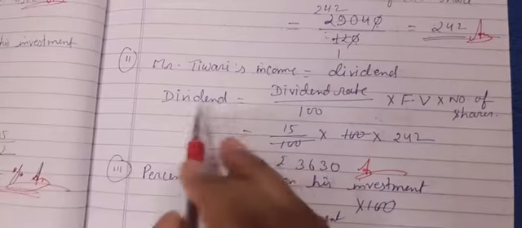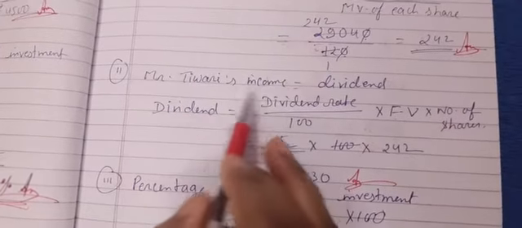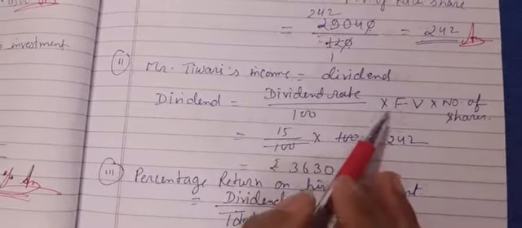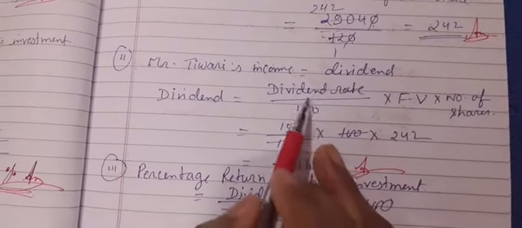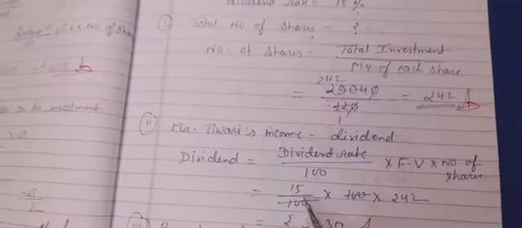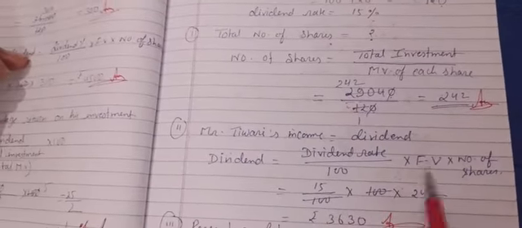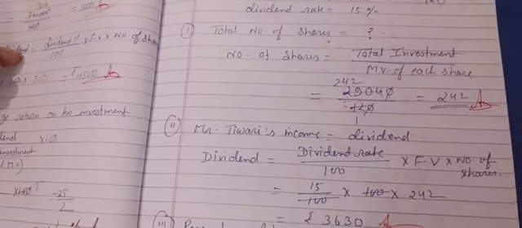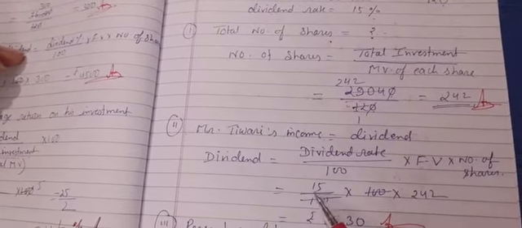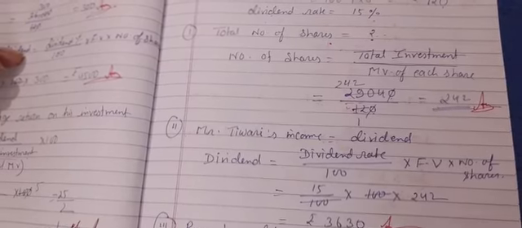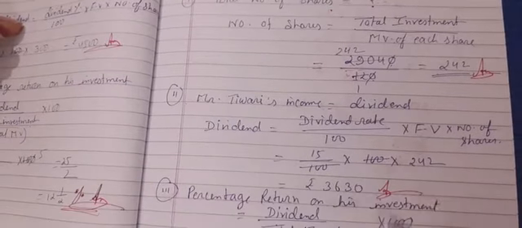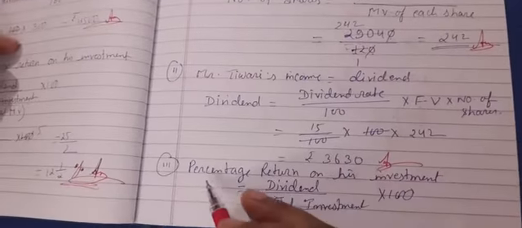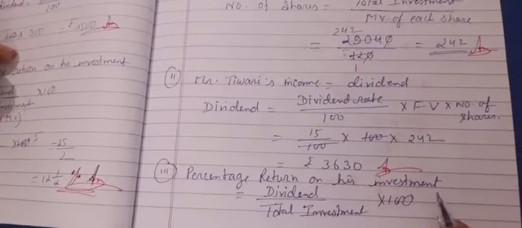Then second thing, we have to find out dividend. Mr. Tiwari's income, that is dividend, and formula of dividend is dividend rate upon 100 into FV into number of shares. What is dividend rate? It is 15%. So I have written 15 upon 100. Face value is 100 and number of shares we just calculated, that is 242. 100 cancelled, and when you multiply 15 and 242, you will get 3,630 rupees. So this is Mr. Tiwari's annual income.